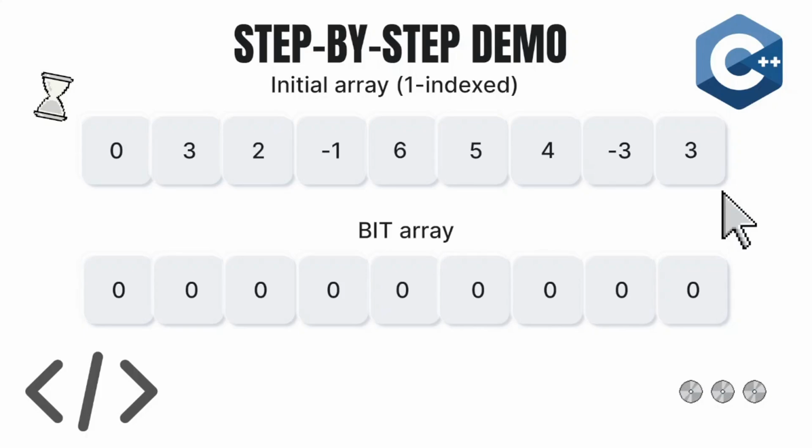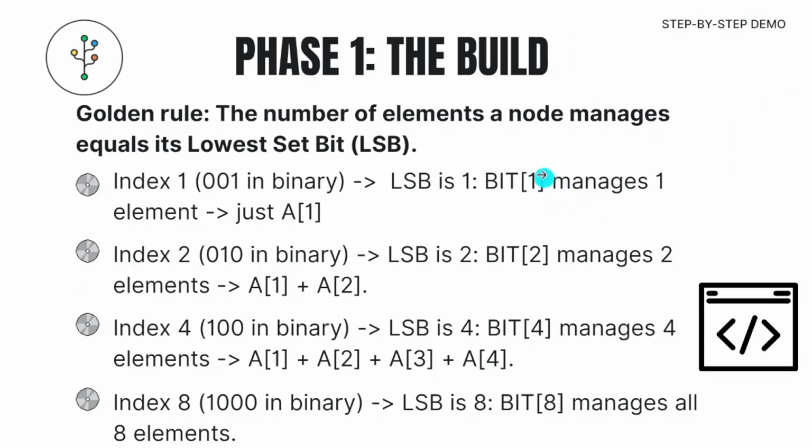Here I use a one-index initial array, which includes, as you can see, 9 elements: 0, 3, 2, -1, 6, 5, 4, -3, and 3. And the bit array here is all 0. With phase 1, the build, there's the golden rule when working with Fenwick Tree, which is the number of elements a node manages equals its lowest set bit, LSB.